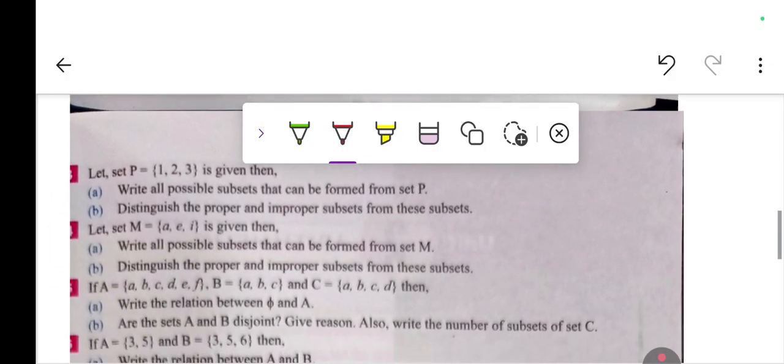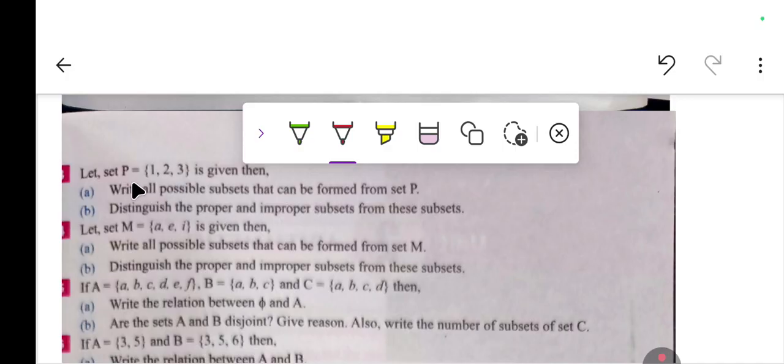Question number 3. Again, the question over here is, P is {1, 2, 3} is given, then write all the possible subsets that can be formed from P. So how many subsets can be formed? First you can figure it out yourself. There are 3 elements, so 2 to the power n. So how many members are there? 3 members. It means altogether 8 subsets will be formed.